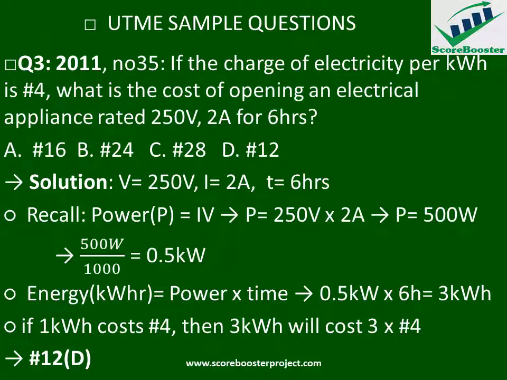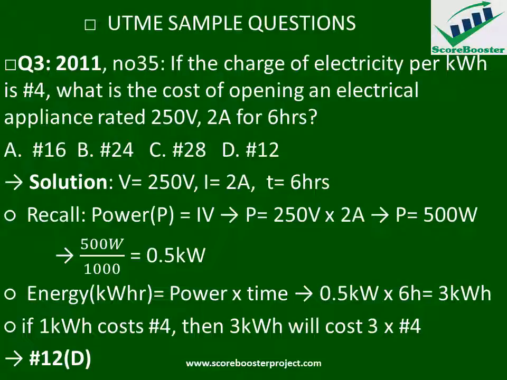The question we're considering comes from year 2011, number 35, and the question goes thus: if the charge of electricity per kilowatt hour is 4 naira, what is the cost of operating an electric appliance rated 250 volt 2 ampere for 6 hours? Now we're given option A to be 16 naira, option B is 24 naira, option C is 28 naira, option D is 12 naira.